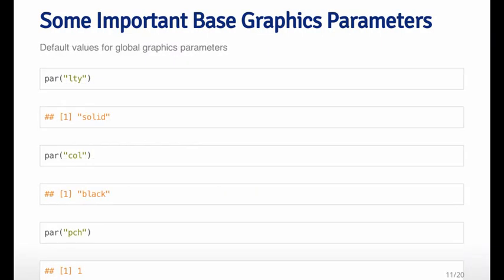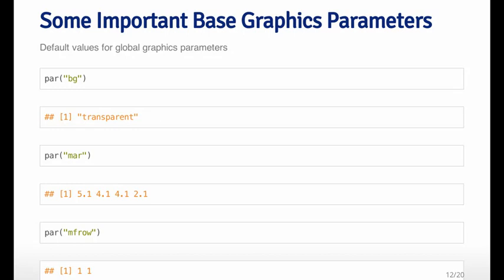So you can see what the default values for some of these global graphics parameters are by just calling the par function with the name of the parameter and no other arguments. So you see the lty, the default is a solid line. For col, the default is black, and for pch, the plotting symbol is 1, which corresponds to an open circle. For bg, the background is transparent, so there's really no background color.